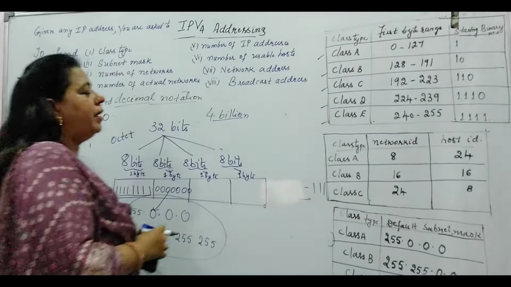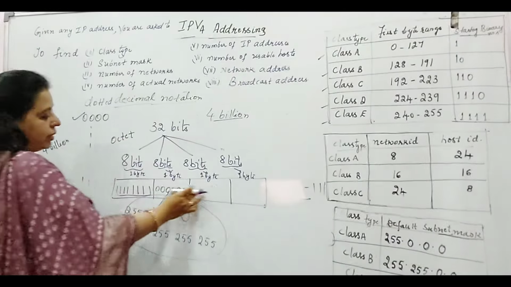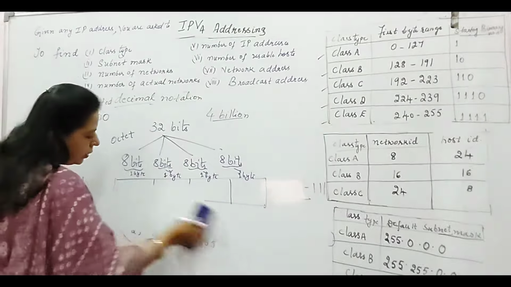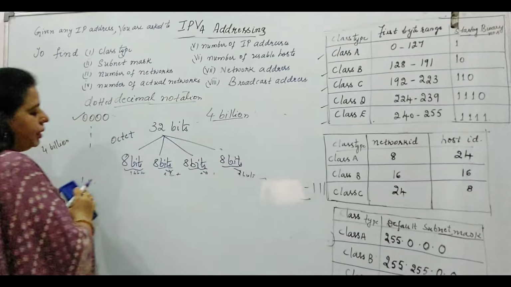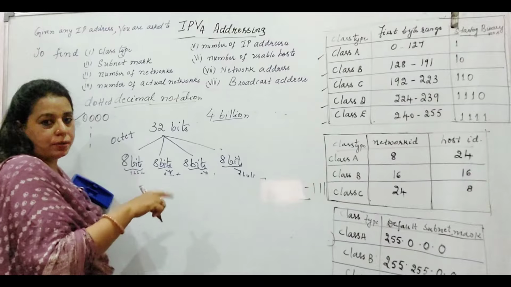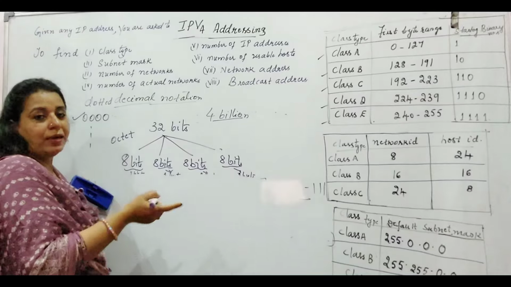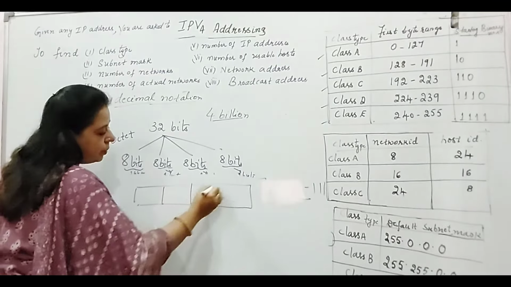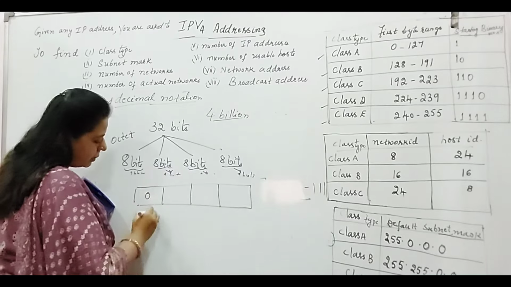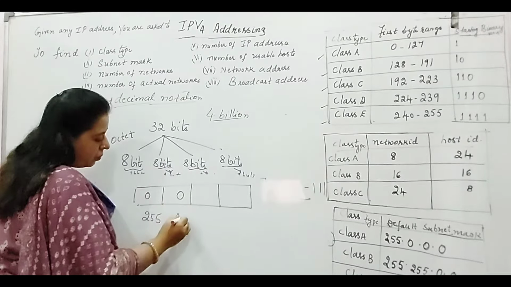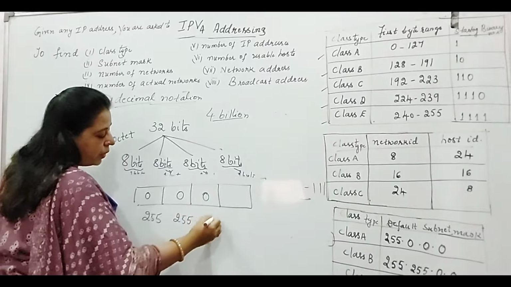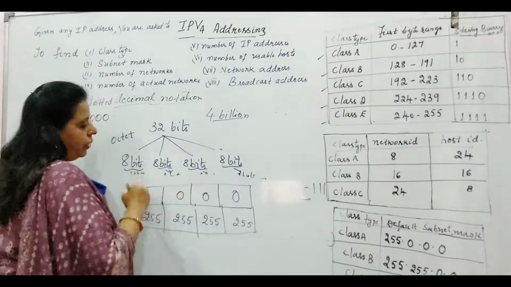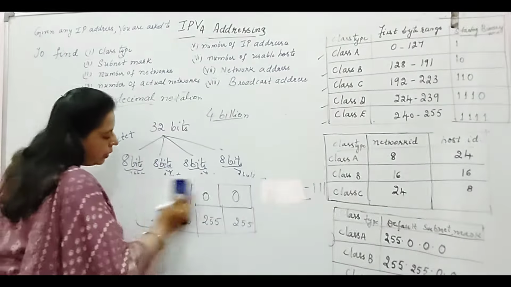What can be the first byte range here? When I am writing this in the form of decimal, I have already shown you the minimum and maximum values in binary in each octet. Similarly, the minimum and maximum in each octet in decimal: minimum can be 0, maximum can be 255. If you want to represent an IPv4 address, always use the dotted decimal notation.